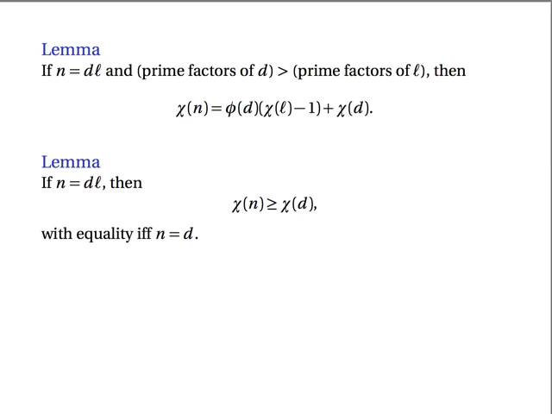Next, if n is the product of d times L, then the clique number of n is at least the clique number of d with equality precisely when n equals d.